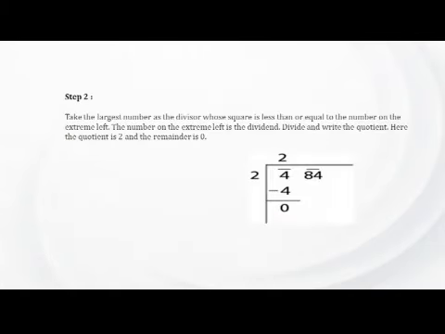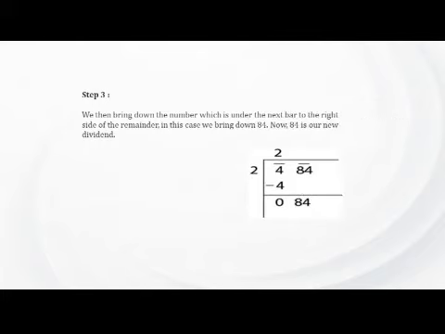Step 2. Take the largest number as the divisor whose square is less than or equal to the number on the extreme left. The number on the extreme left is the dividend. Divide and write the quotient. Here the quotient is 2 and the remainder is 0. Step 3. We then bring down the number which is under the next bar to the right side of the remainder. In this case, we bring down 84. Now, 84 is our new dividend.